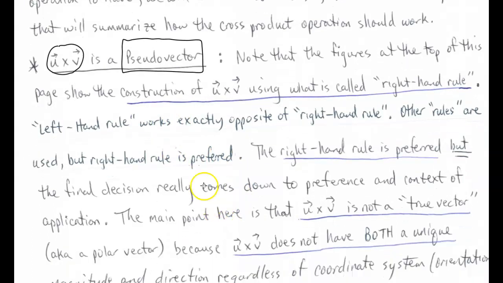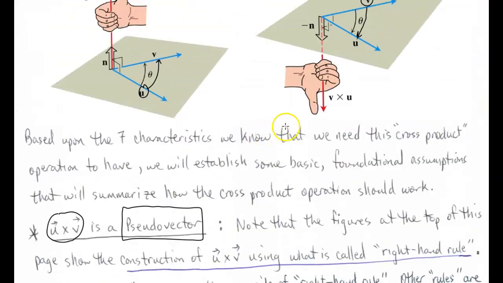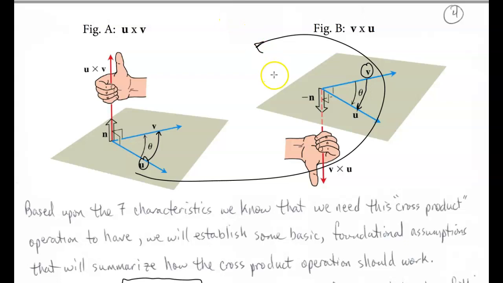Now, of course, in the notes, I talk about this whole thing about the left-hand rule versus the right-hand rule. If we did the left-hand rule, this would look exactly the opposite. If you took these two graphs here and just turned them upside down, and used a left hand instead of a right hand, that's exactly what the left hand rule would end up looking like.